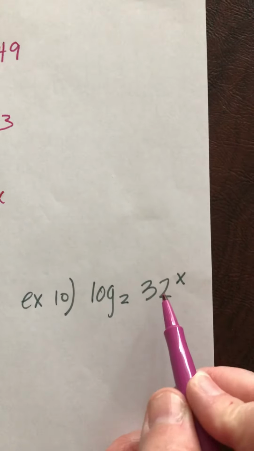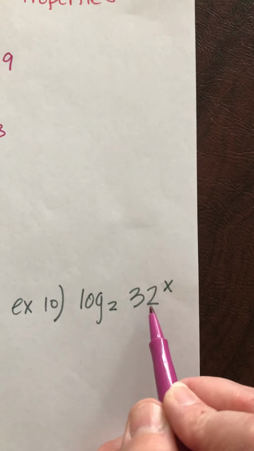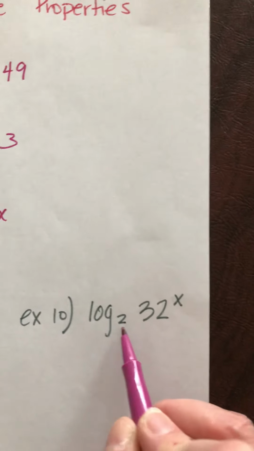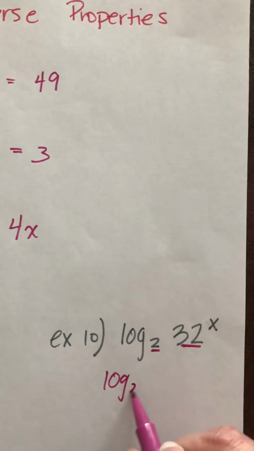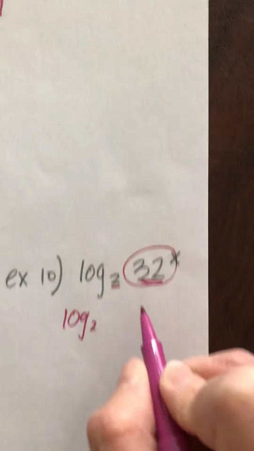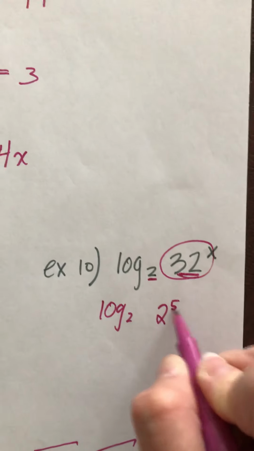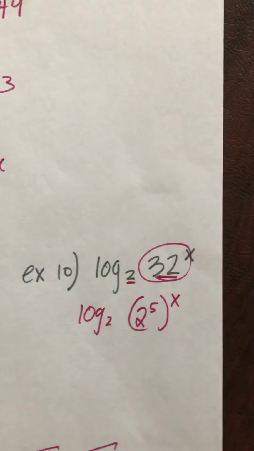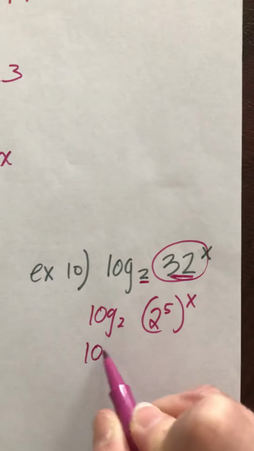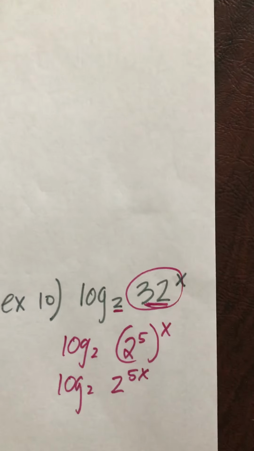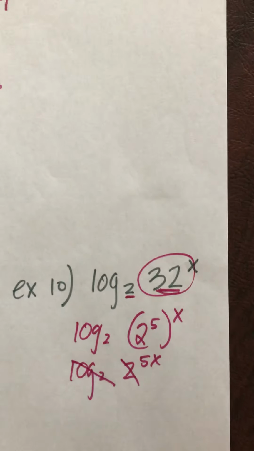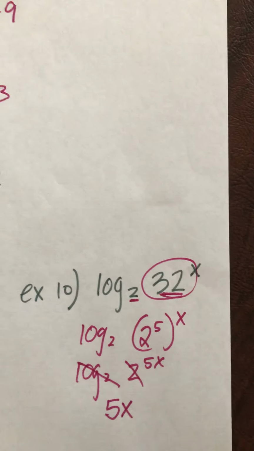Log with a base of 2, exponential with a base of 32. So again, I start with the smaller number. How can I get these two bases to be the same? So I'm going to say, okay, I can rewrite 32 as 2 to the 5th power. And from there, I can use the exponent properties. So I can multiply that 5 and the x. And now those cancel. I'm left with 5x.